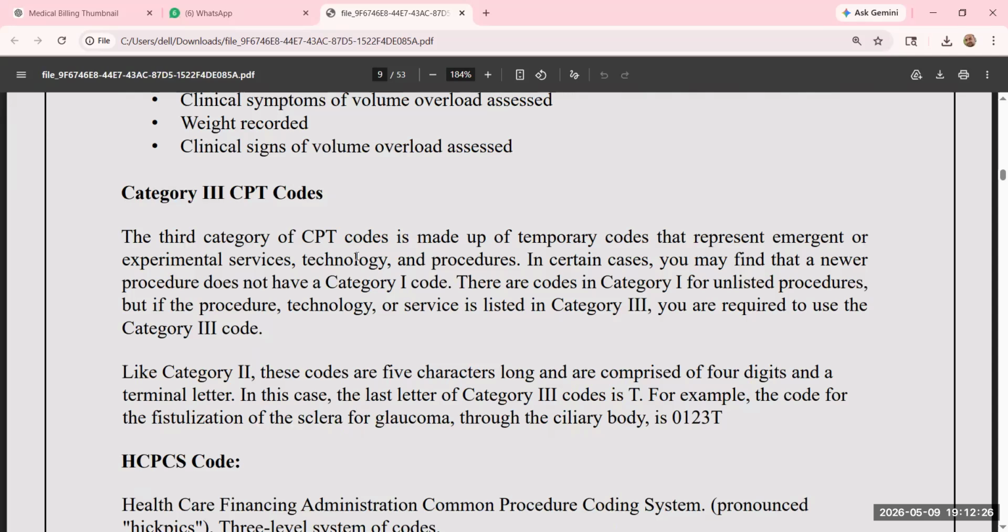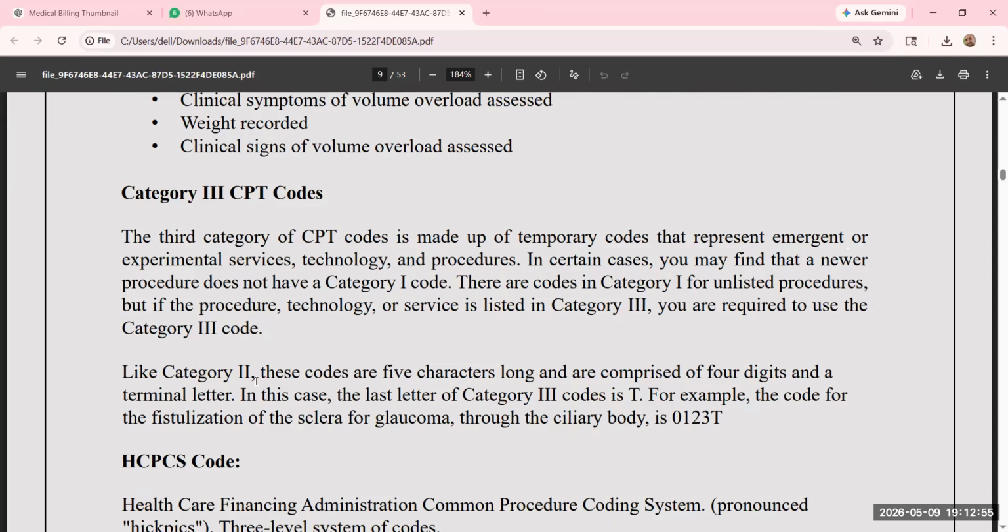Category 3 CPT codes are made of temporary codes that represent emerging or experimental services, technology, and procedures. In certain cases, you may find that a newer procedure does not have a category 1 code. There are codes in category 1 for unlisted procedures, but if the procedure, technology, or service is listed in category 3, you are required to use the category 3 code.